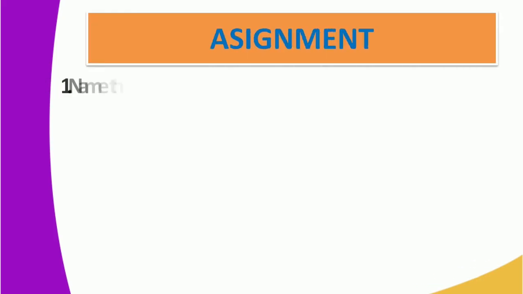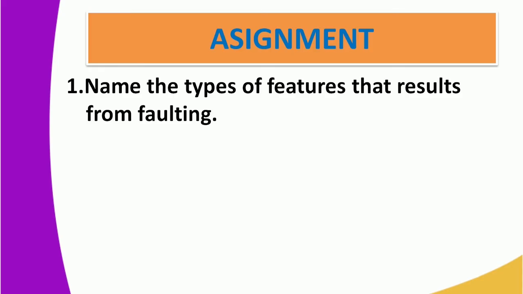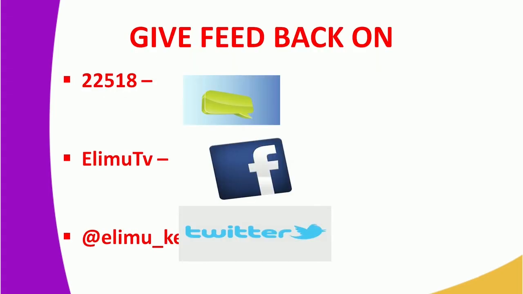We have come to the end of our lesson today, and here's an assignment for you. Name the types of features resulting from faulting. So list some of the features resulting from faulting.